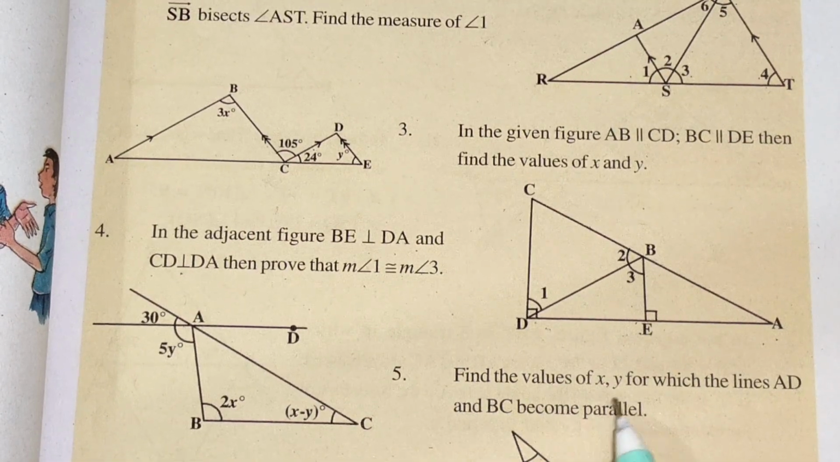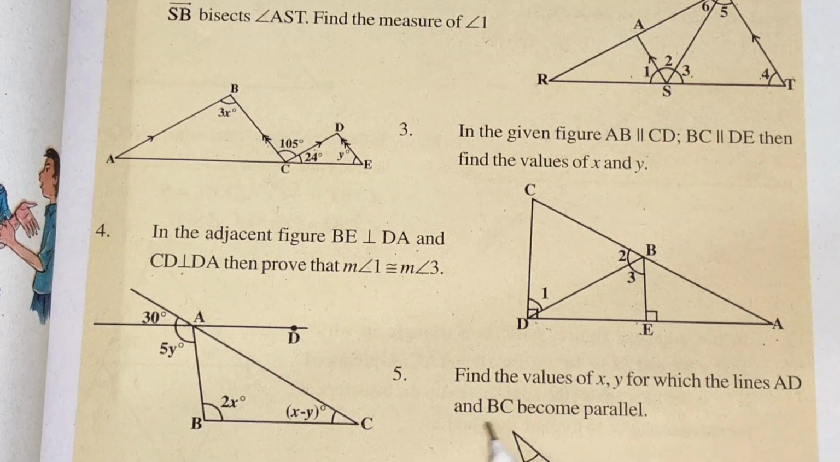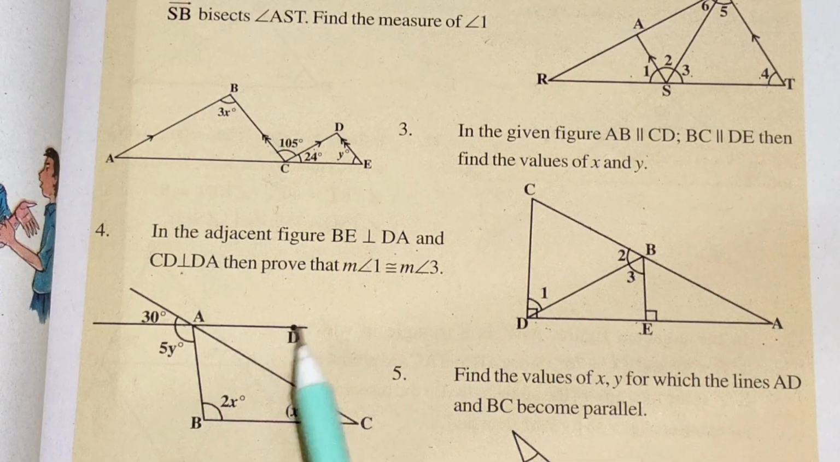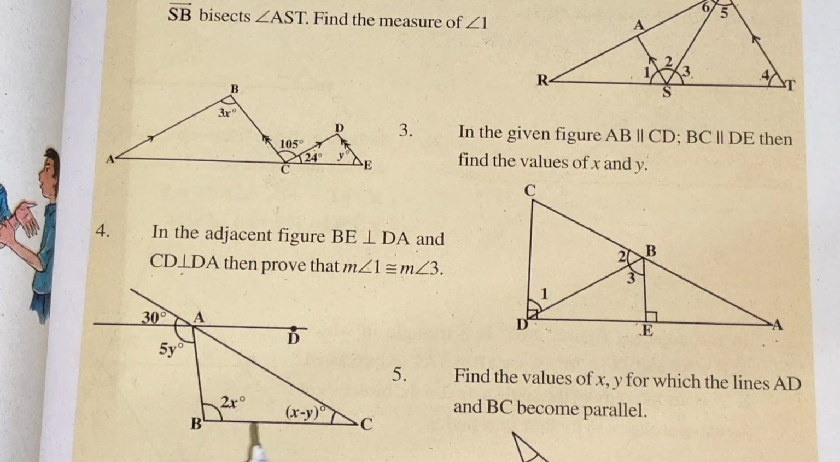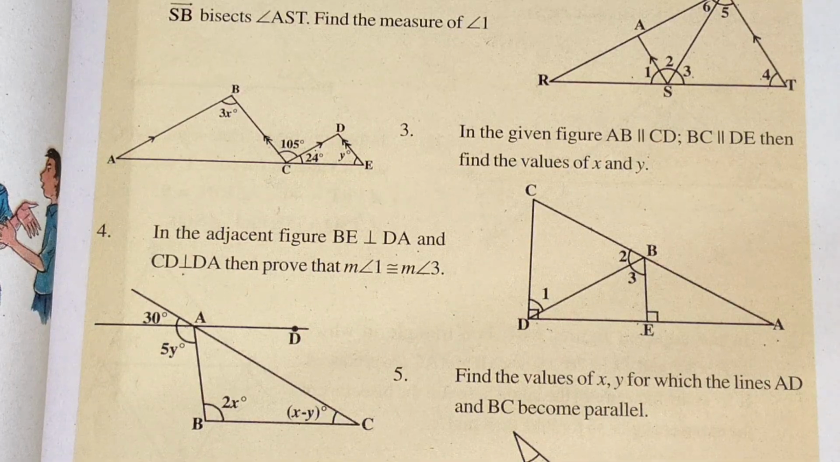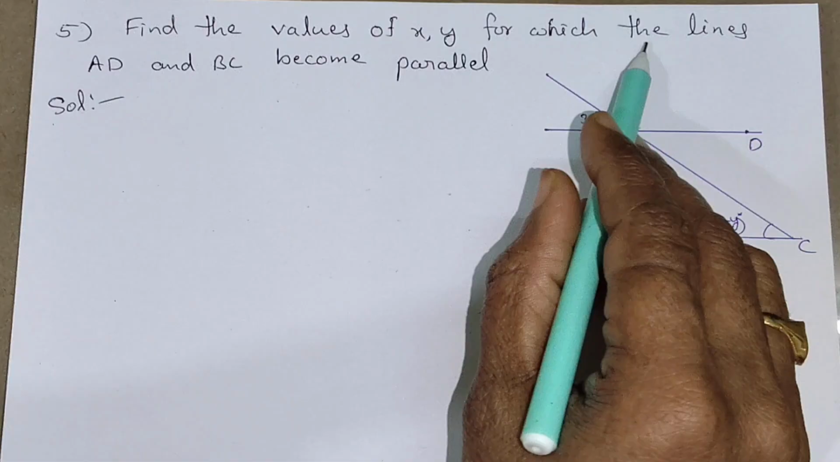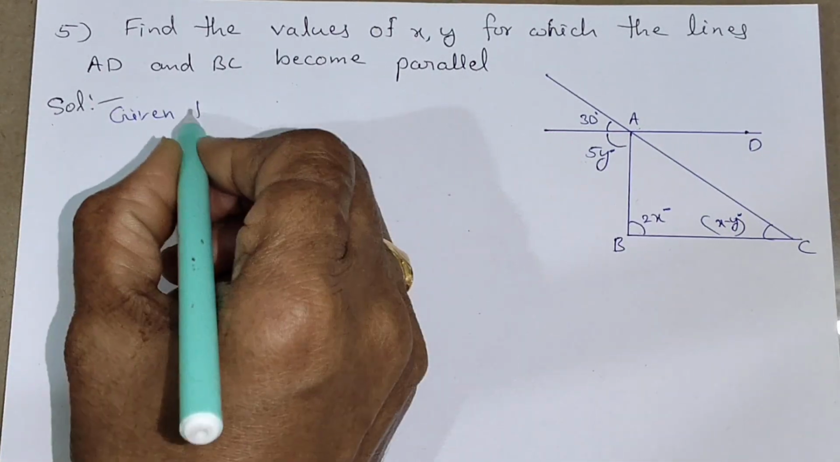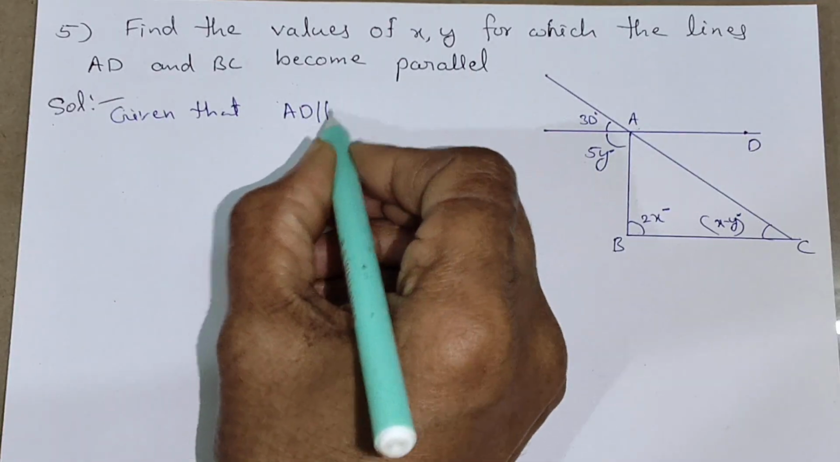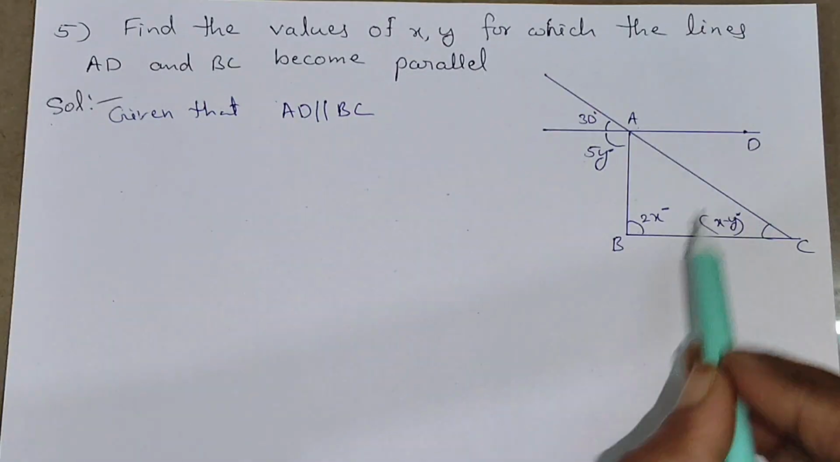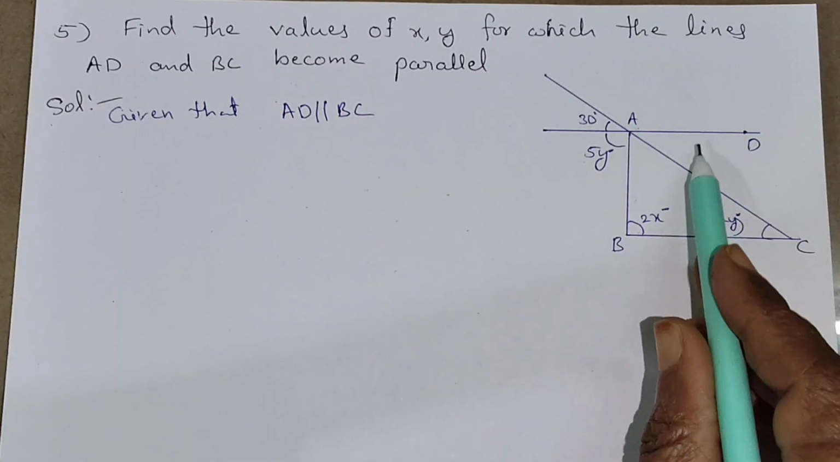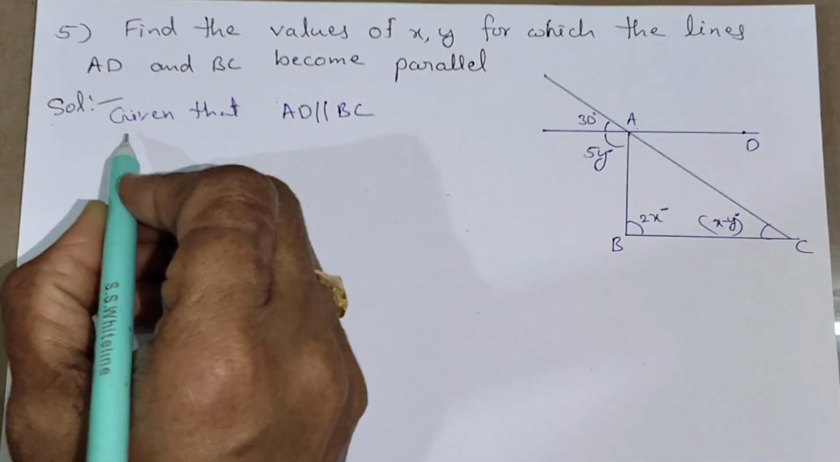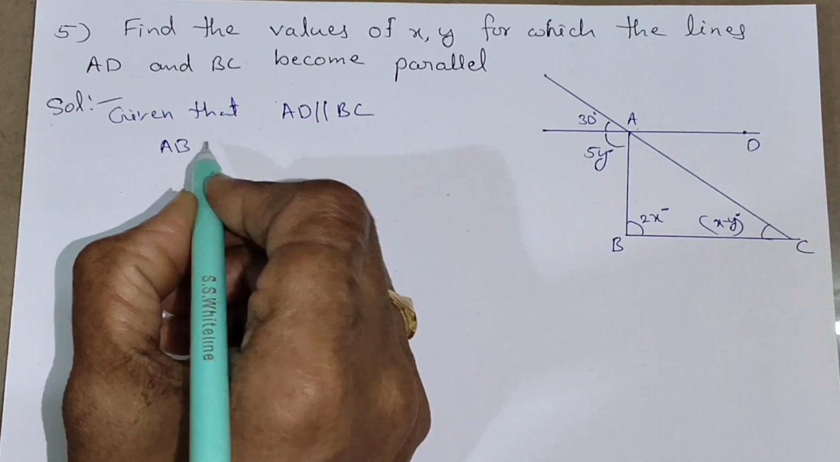Fifth question, find the value of x and y for which the lines AD and BC become parallel. So here in the given diagram, 2x, 5y plus 30 degrees, and x minus y degrees. Here we find the x and y values, for which the lines AD and BC become parallel. So given that AD is parallel to BC. These two are the parallel. So here BA is a transversal. So AB is a transversal.